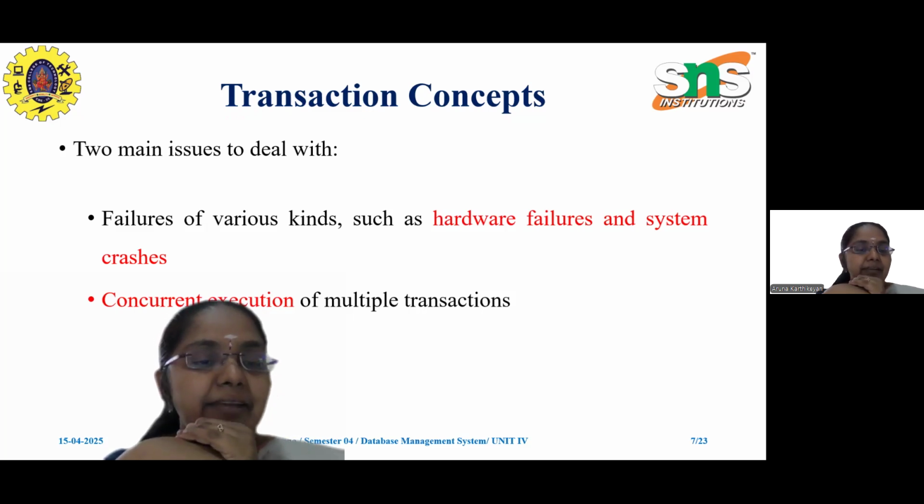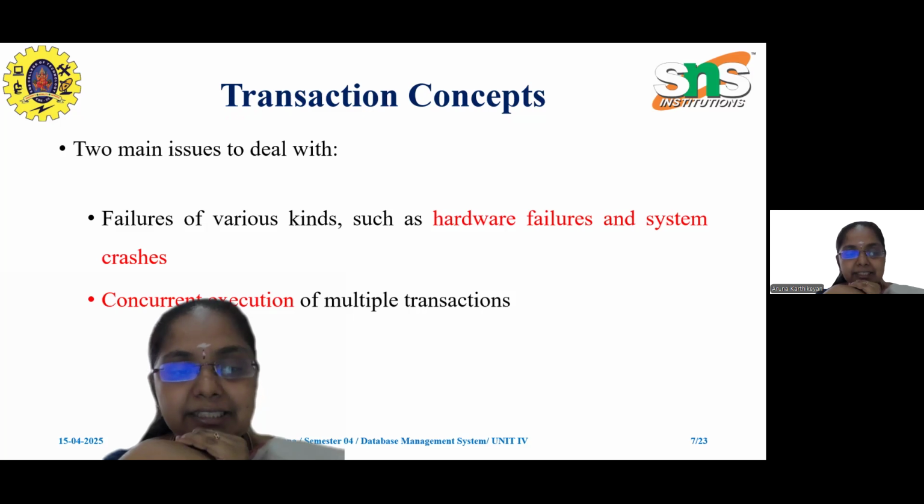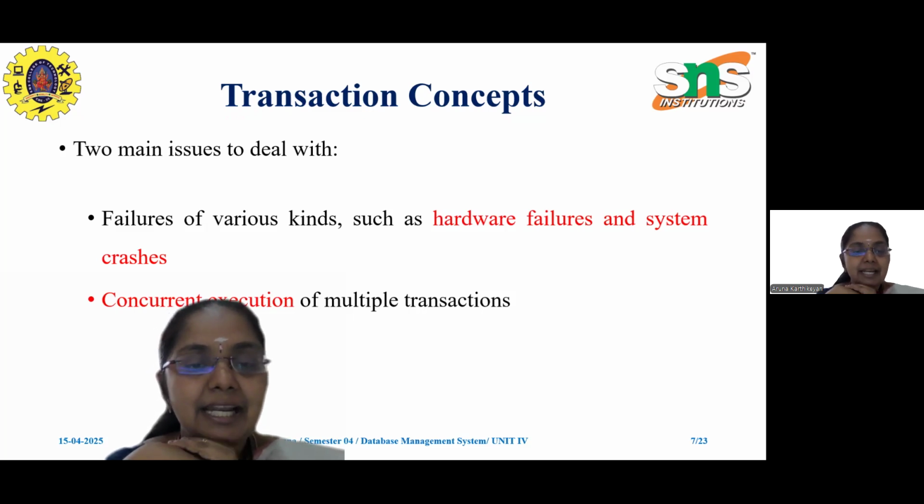For that, we're going to see the ACID properties, how they are supported in the transaction concept. We will see it in the next lecture series.